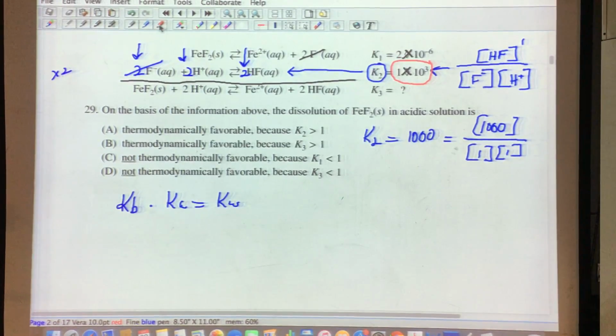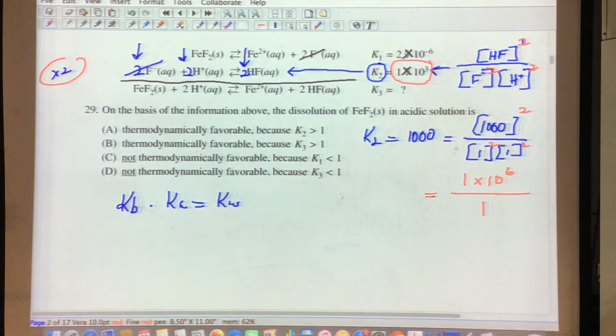Now, what just happened though? By timesing this by 2 and the coefficients becoming 2, now everything is what? Squared. So this 1 squared times 1 squared, that's pretty simple. What's that? 1 times itself. Put that in your calculator. And this squared is, well, 3 more zeros, right? So this is 1 times 10 to the 6th over 1. Put that in your calculator. It's 1 times 10 to the 6th. So K2 becomes 1 times 10 to the 6th.